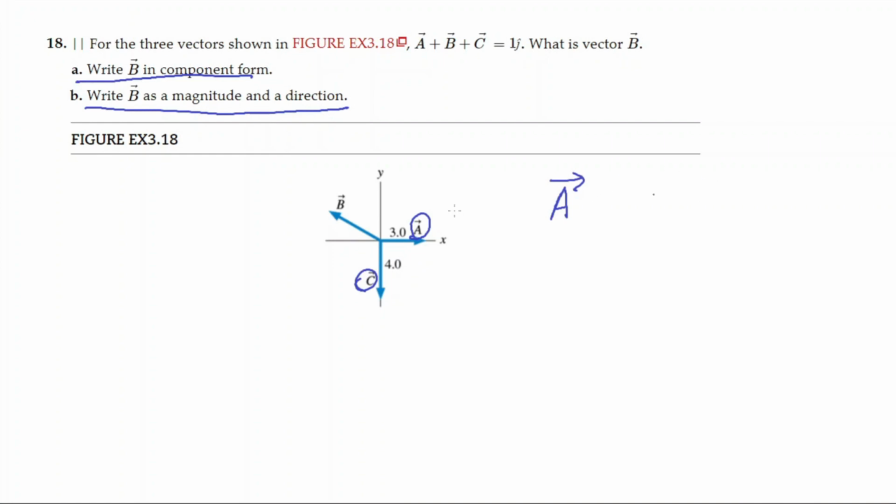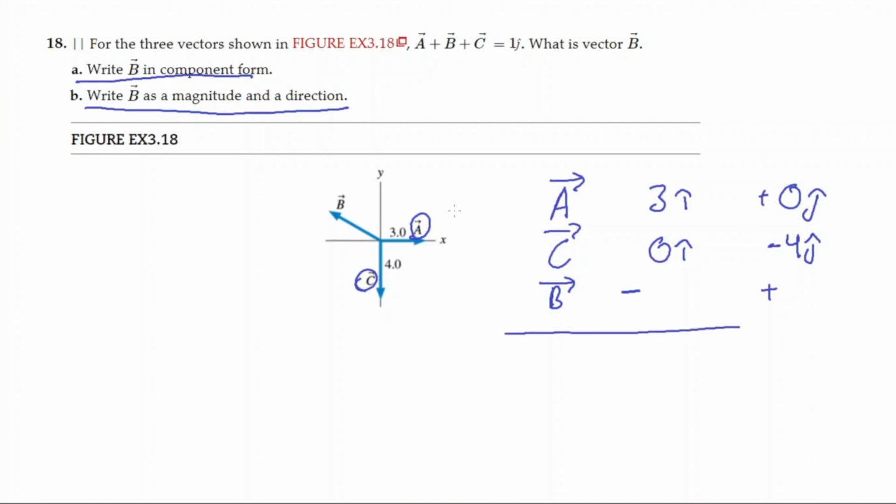So for vector a, we have an x component of 3i, and then we have a y component of 0 because it's on the x-axis, or that would be a j. And then for vector c, we have an x component of 0, and then we have a y component of negative 4. And for vector b is what we don't know, but we do know the x component is negative, so we can write negative right here, and then we know the y component is positive, so we can just add a plus.